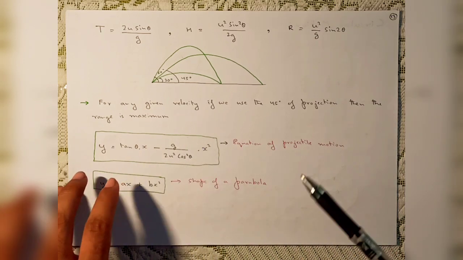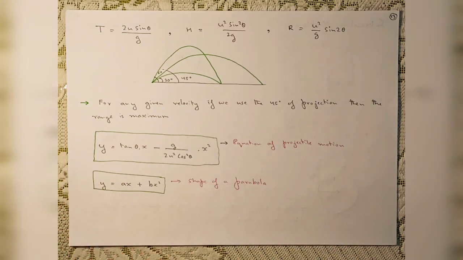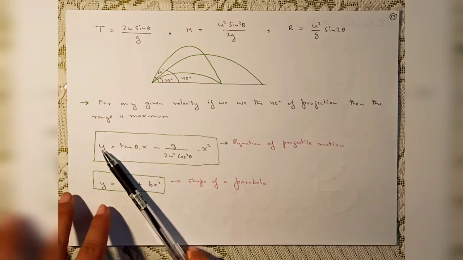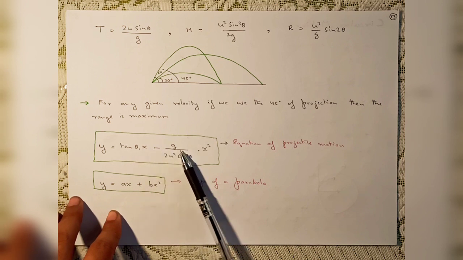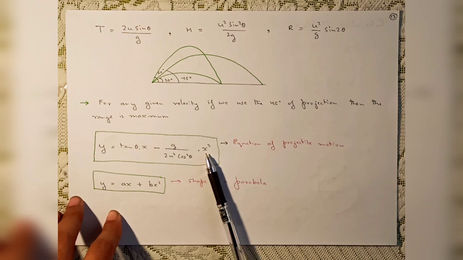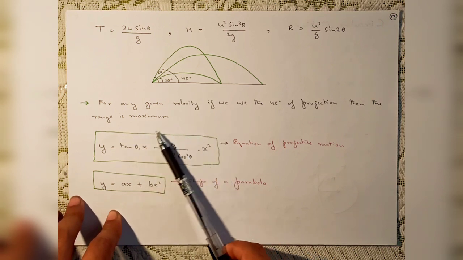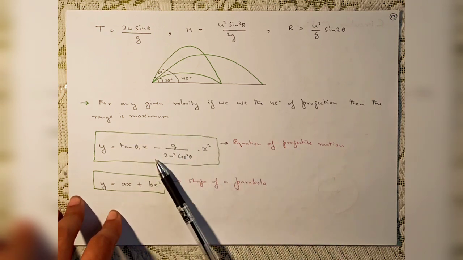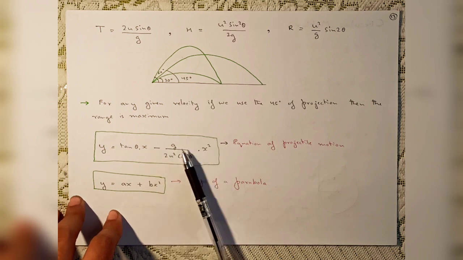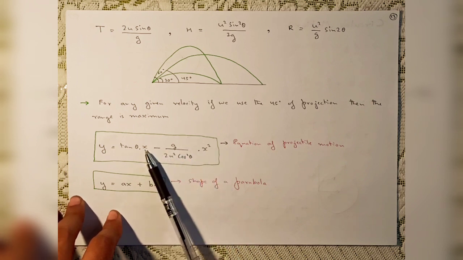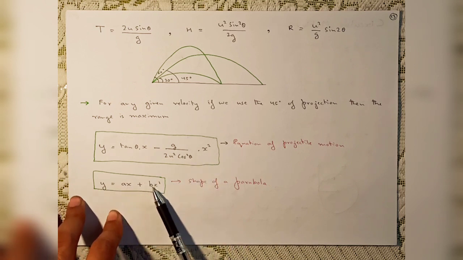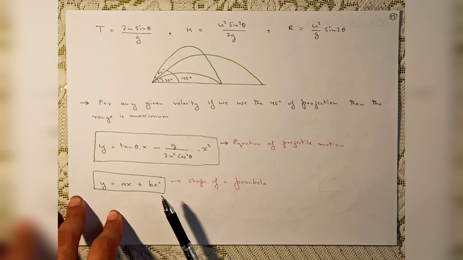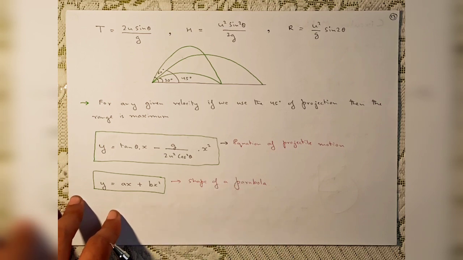Then we have one more equation, the equation of projectile motion, which is given as y is equal to tan theta times x minus g divided by 2u square cos square theta times x square. This equation is somewhat similar to the parabola. Here it is x, here it is x square. So y is equal to ax plus bx square is nothing but specifying the shape of a parabola.